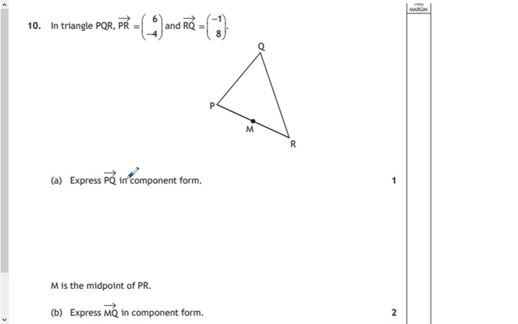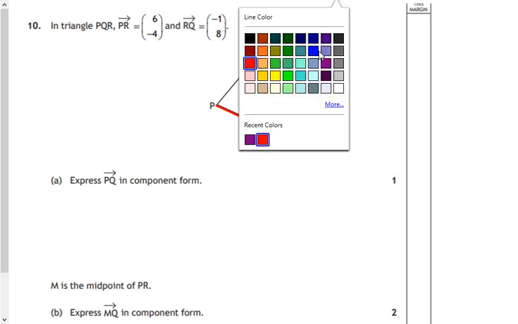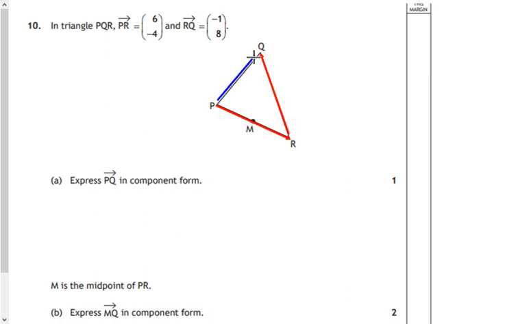Vectors. So in the triangle PQR, the vector PR is (6, -4), and the vector QR is (-1, 8). Express PQ in component form. We know PR, and we know RQ, so they're already nose to tail for us. And we want PQ. That's handy, we can just add them together.